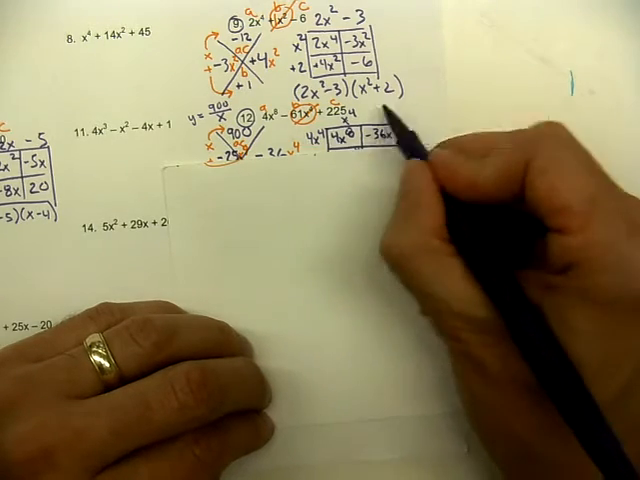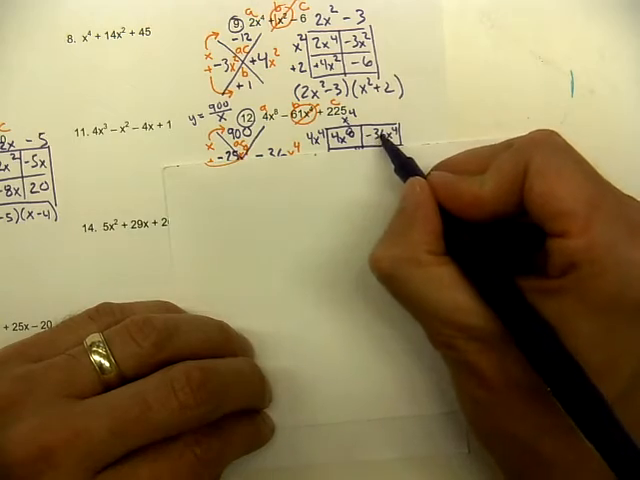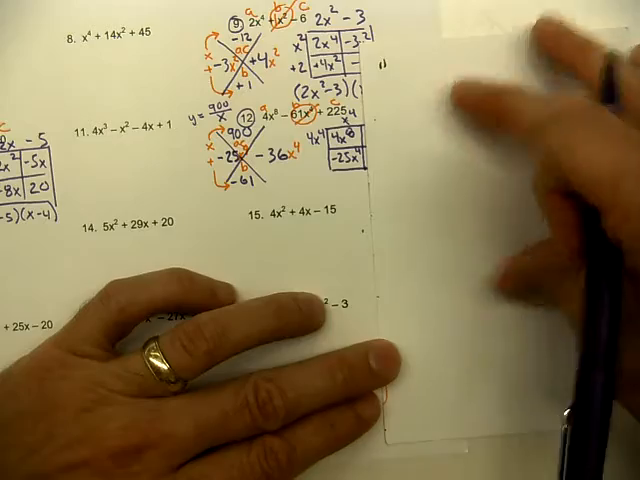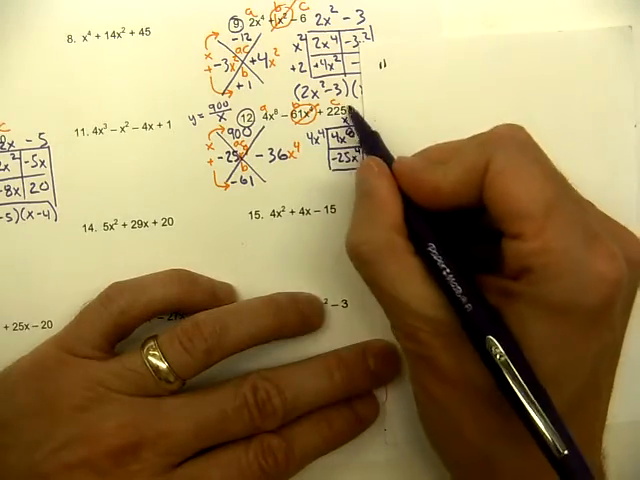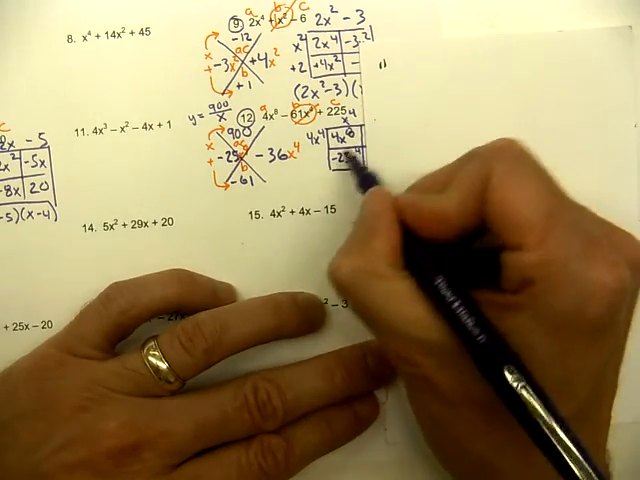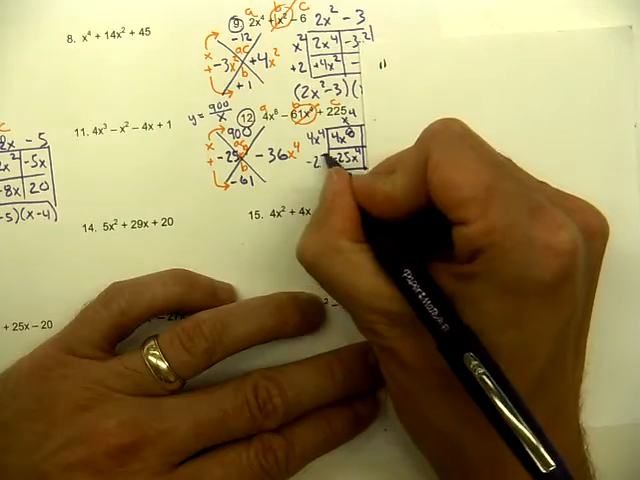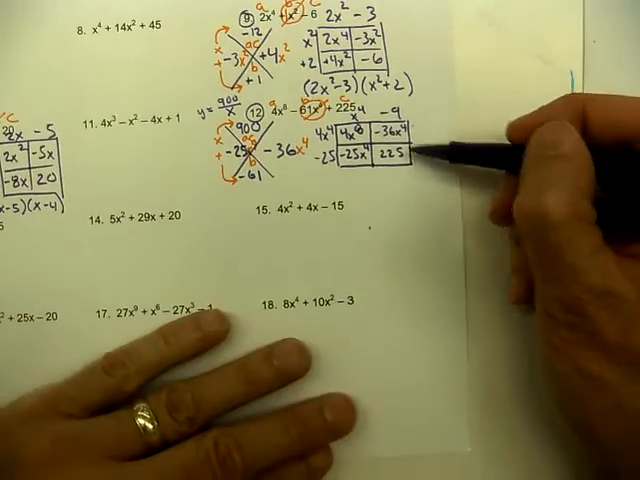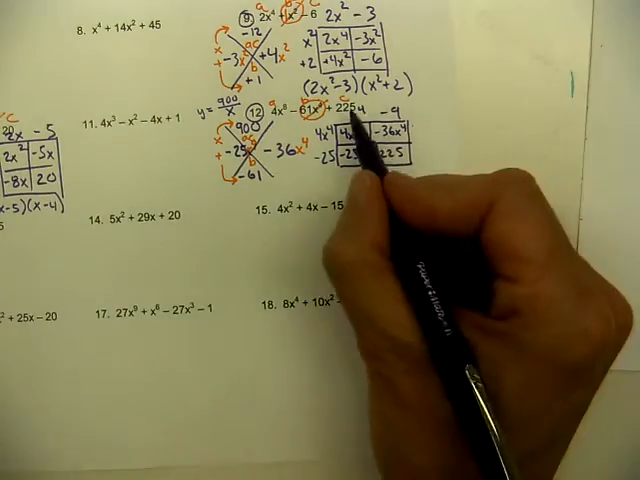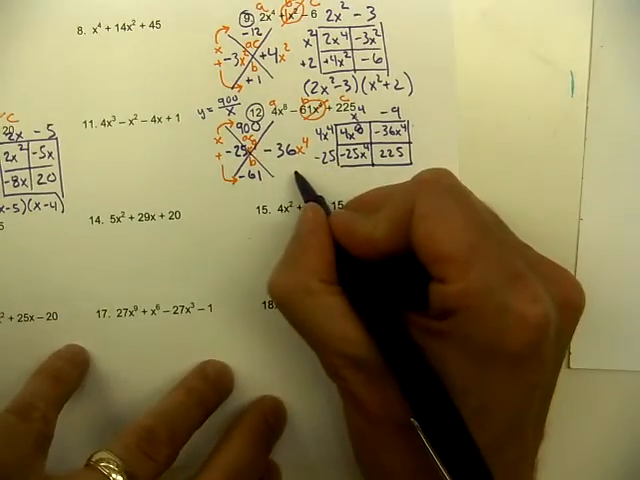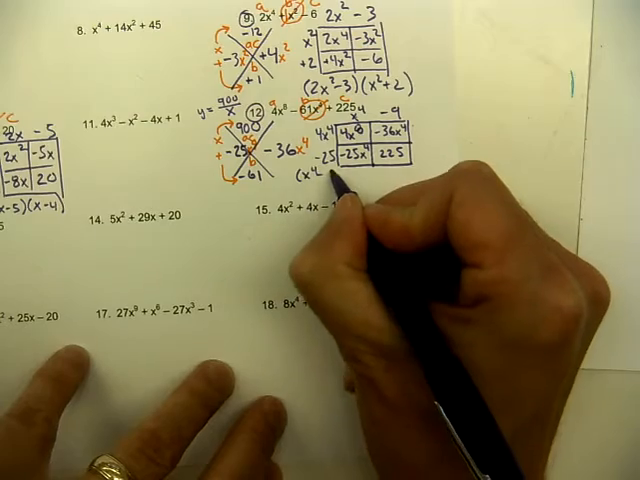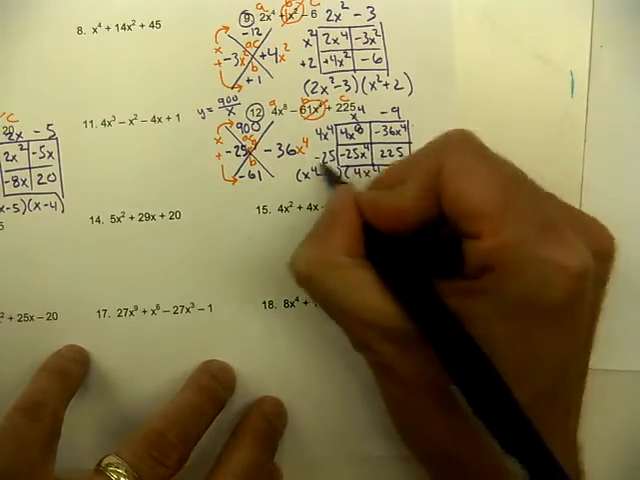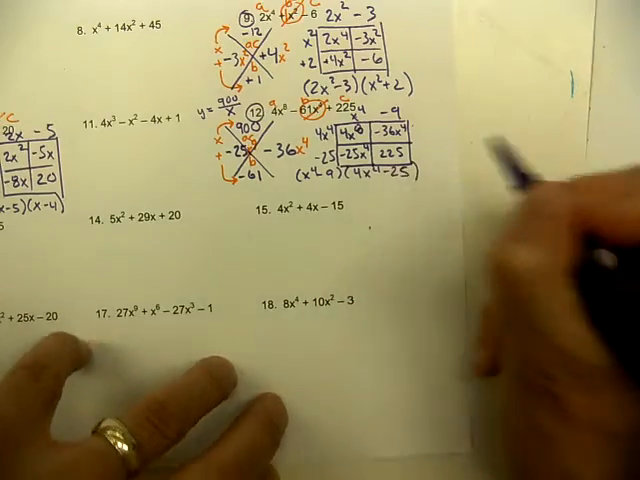Again, 4x to the 4th times something has to give me a negative 36x to the 4th, so I need a negative 9. On the left-hand side here, something times x to the 4th gives me that negative 25x to the 4th. I need a negative 25. And then we check to see if that multiplies to the 225, and it does. So that is our factor pair. So we have x to the 4th minus 9 times 4x to the 4th minus 25.